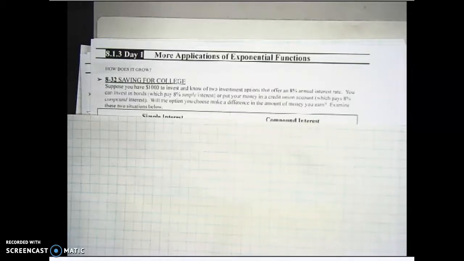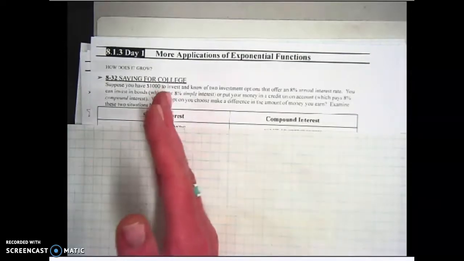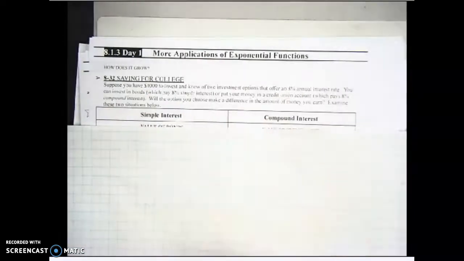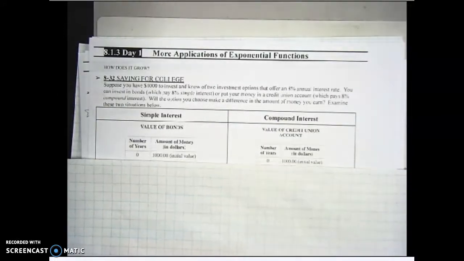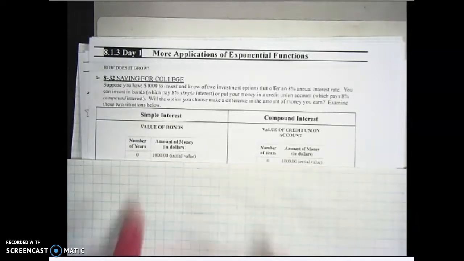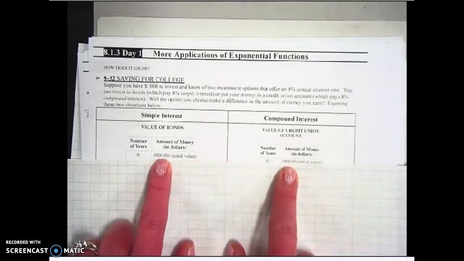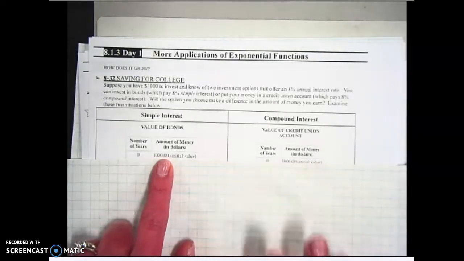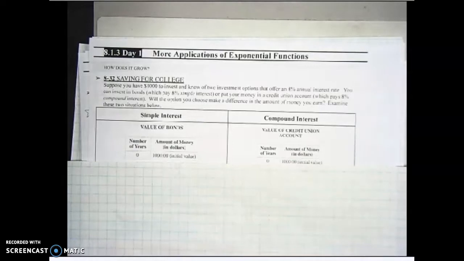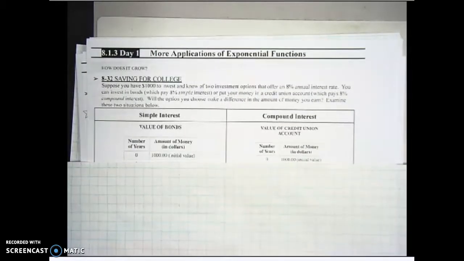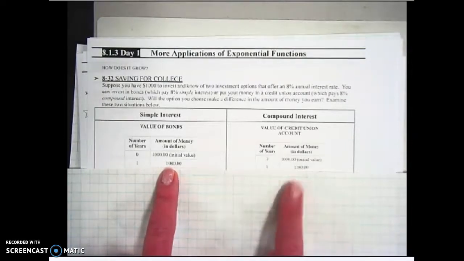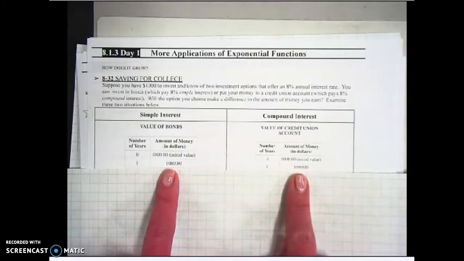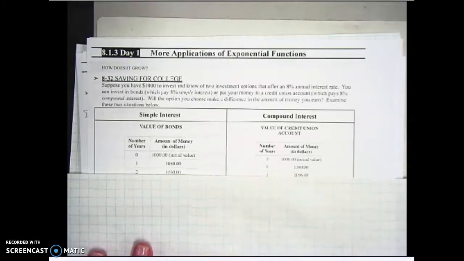Okay, notice they've divided the page into 2 columns. So we've got simple interest on the left and compound interest on the right. In month 0 or year 0 is when you have $1,000. Both accounts. This account has 1,000. This account has 1,000. So right now they're equal, right? Okay. After 1 year, this account has $1,080, and this account has $1,080. So far, same, right? What happens year 2?